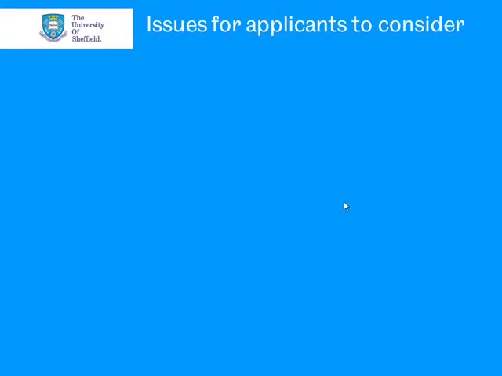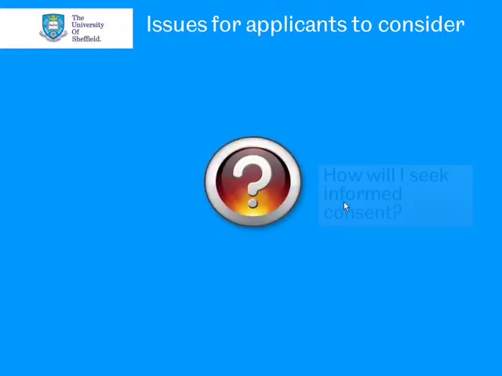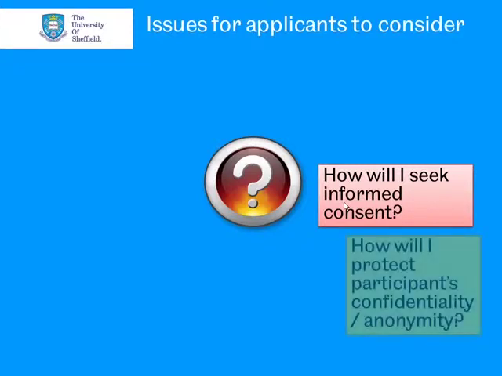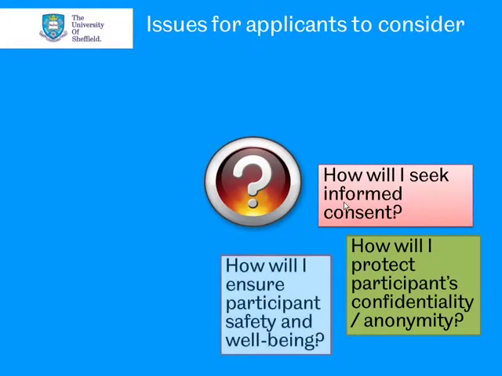Okay, so then the final part of this presentation, I really wanted to just talk about the sorts of things you need to think about when you're submitting an application, preparing an application. Some of the key principles to follow. So it's already been mentioned several times this morning about seeking informed consent, making sure your participants are fully informed about what they're going to be asked to do and have given their consent to it. Protecting the participants' confidentiality and anonymity, again that's been discussed this morning. Making sure participants' safety and well-being is being protected and any risks are being thought through.